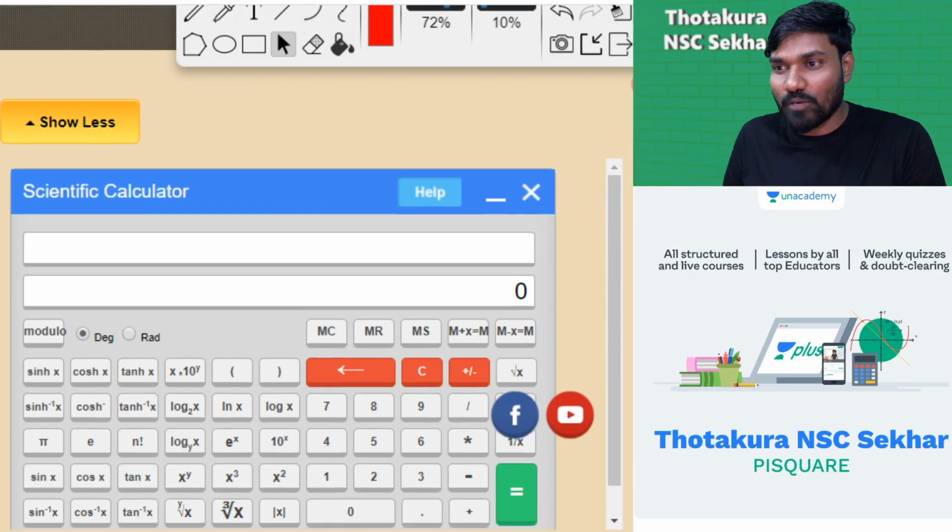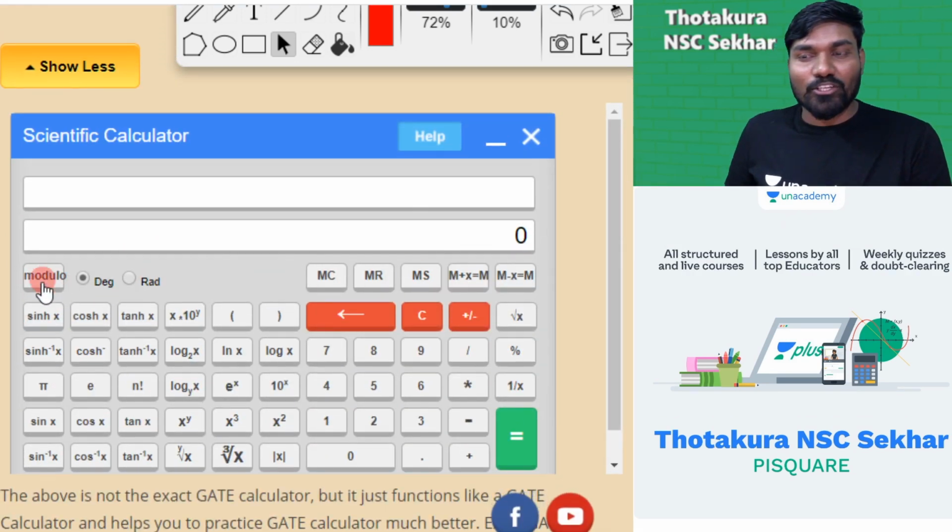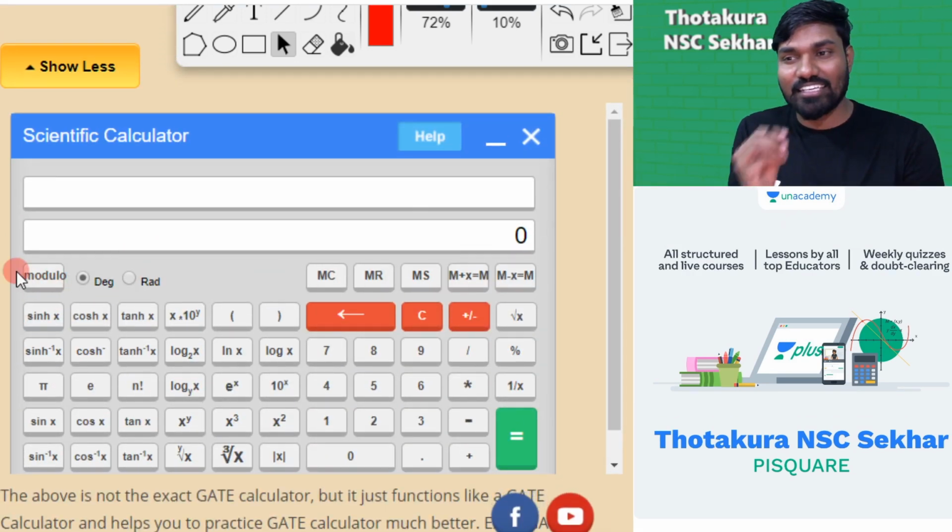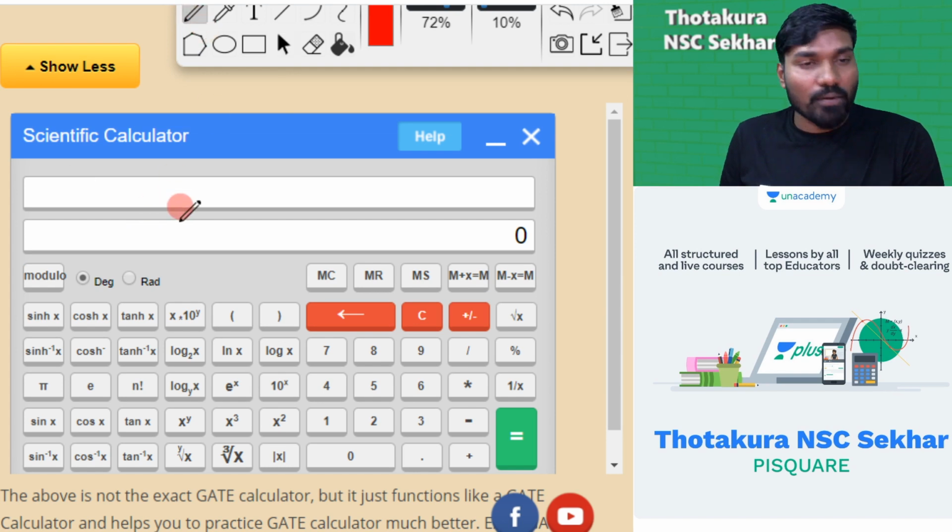This calculator that we have here says modulo. That's it. This will ease the understanding. You will easily understand what it means. Anyways, next one. I think the modulo part is clear.